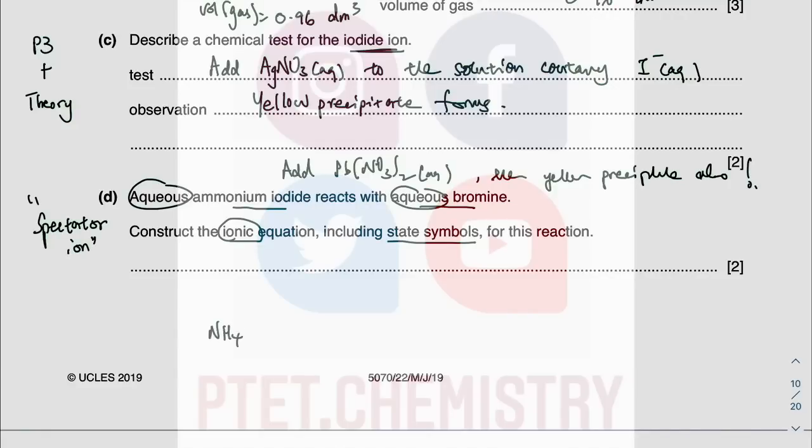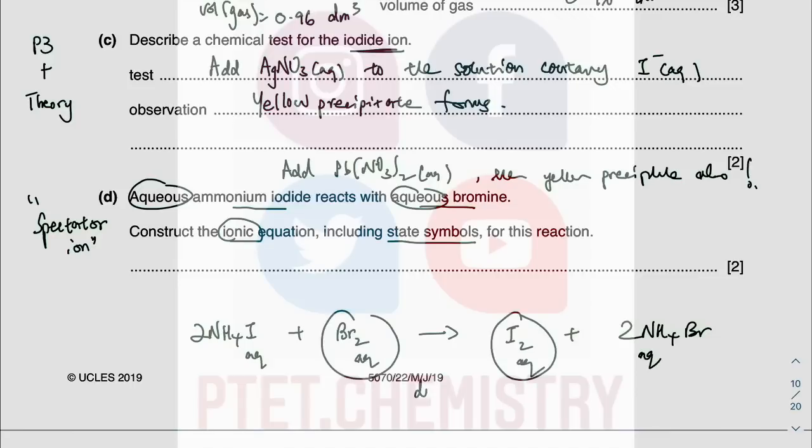Ammonium iodide plus Br2. You know this is a stronger oxidizing agent than iodine, so this will oxidize iodide to iodine, and you will get NH4Br. In fact, you get 2 of it and 2 of it. This will be aqueous, aqueous, aqueous, and aqueous. These are halogens. They do not dissociate. All ammonium salts are soluble, so that's going to give you 2 NH4+ and 2 Br-, 2 NH4+ and 2 I-. Spectator ions are the NH4+.